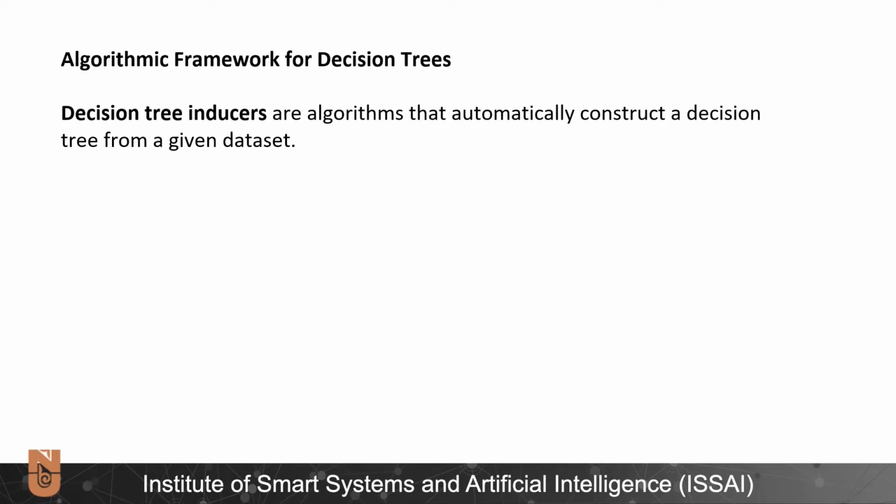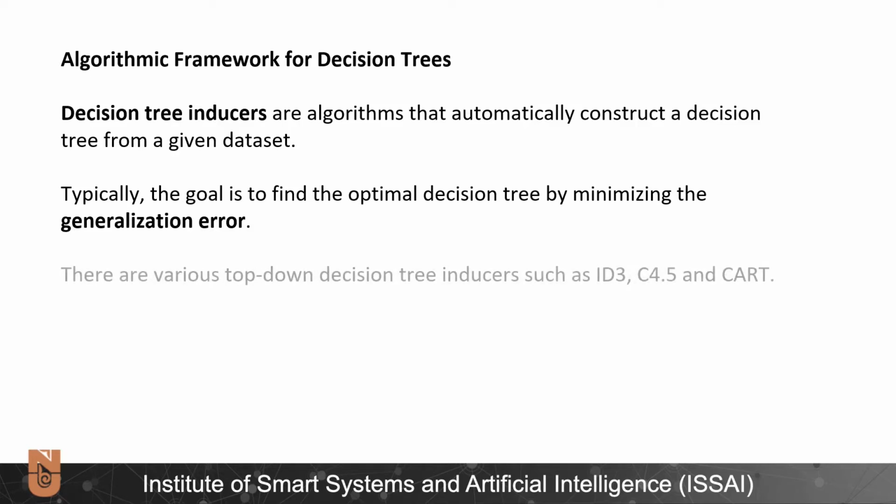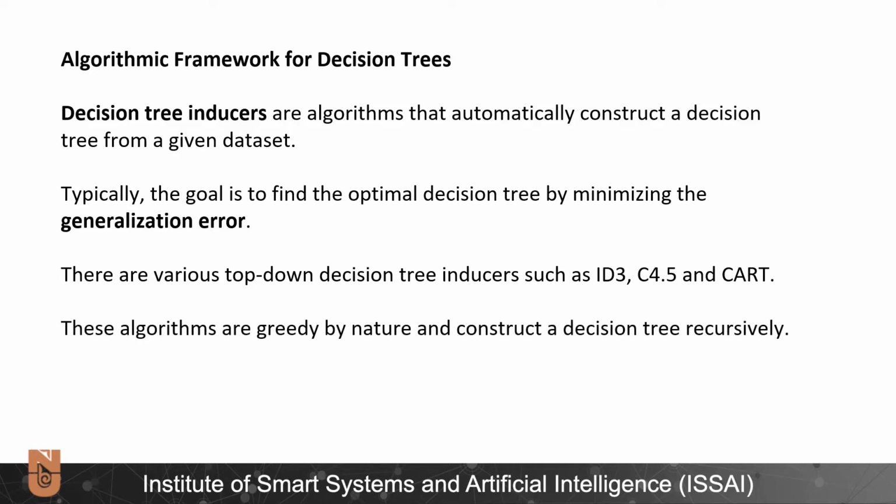Decision tree inducers are algorithms that automatically construct a decision tree from a given dataset. Typically, the goal is to find the optimal decision tree by minimizing the generalization error. There are various top-down decision tree inducers such as ID3, C4.5, and CART. These algorithms are greedy by nature and construct a decision tree recursively.